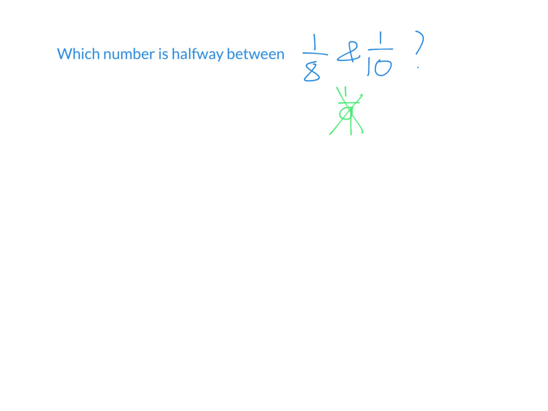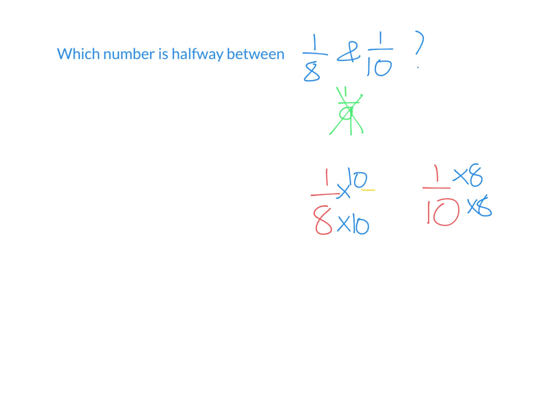What we're going to do is find an equivalent fraction for each of these that has the same denominator. So we've got 1 over 8 and 1 over 10. If I times each fraction by the denominator of the other fraction, then they'll have an equivalent denominator. So I'm going to times top and bottom here by 10. I'm going to times top and bottom here by 8. I'm taking each fraction and timesing top and bottom by the denominator of the other fraction.